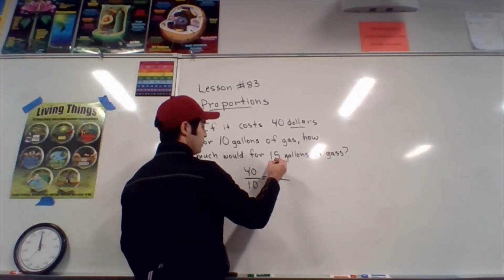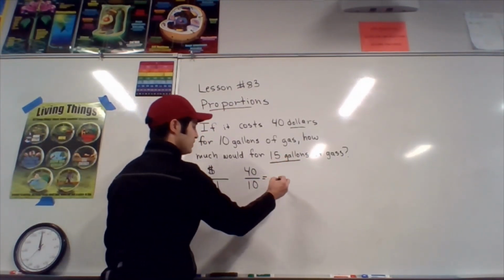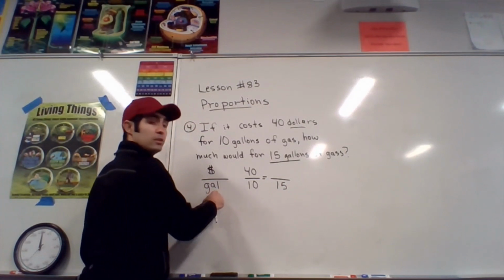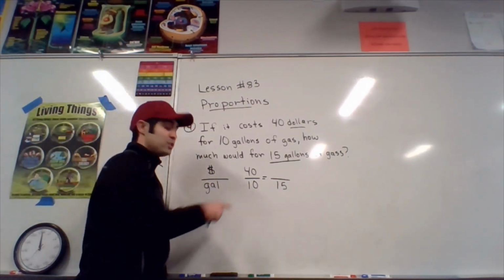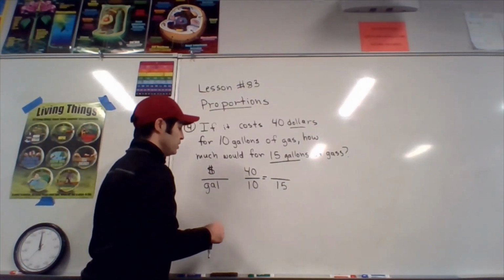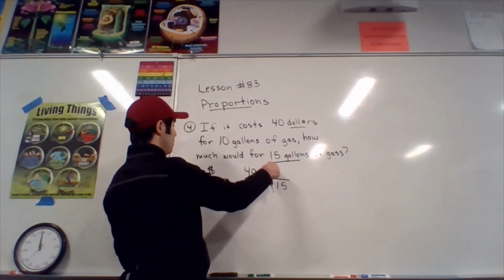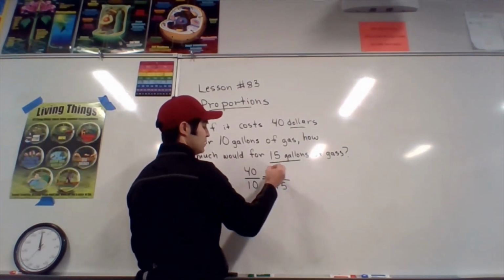So I want to know 15 gallons. 15 is associated with gallons, so the 15 is going to go on bottom. Because look at your word ratio. That's why it's very important for you guys to do the ratios made out of words. Because then you will know how to set up your proportion. And I want to know how much will it cost. So let's just say X.